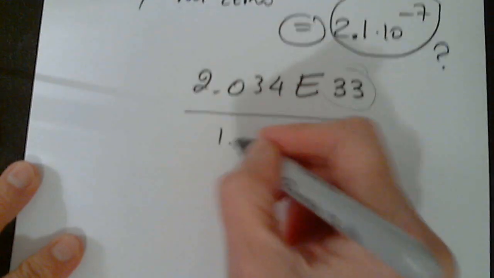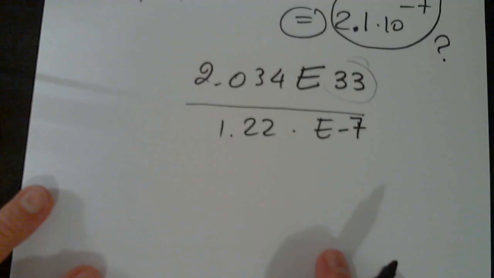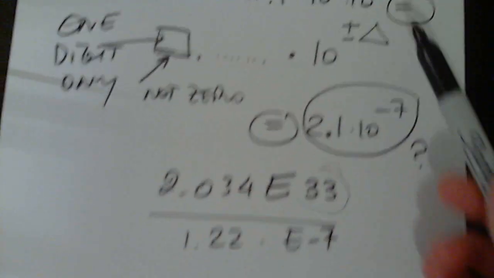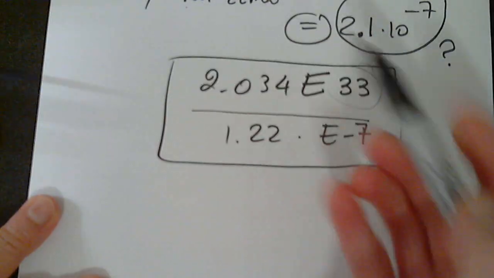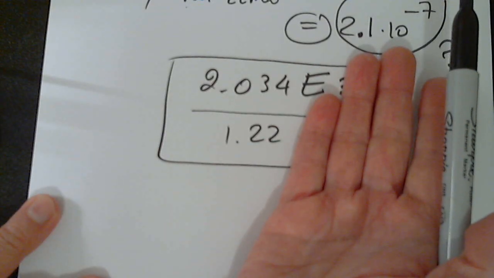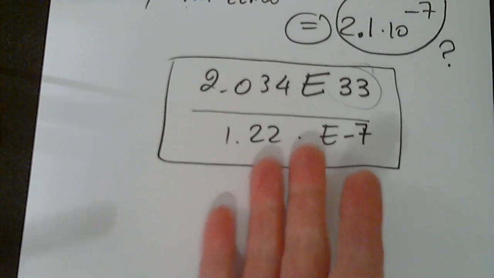What about this? 1.22 e negative 7. What does this mean? It means 1.22 times 10 to negative 7. So that's the reason why we need to be able to read and convert scientific notation into decimal numbers and decimal numbers into scientific notation for this reason.